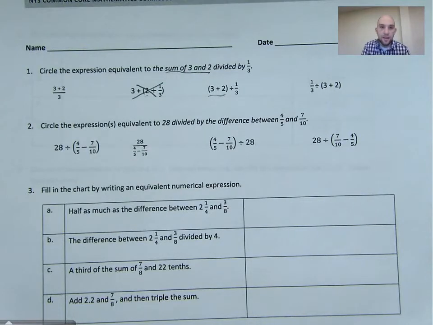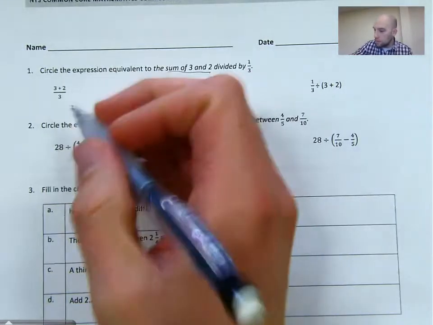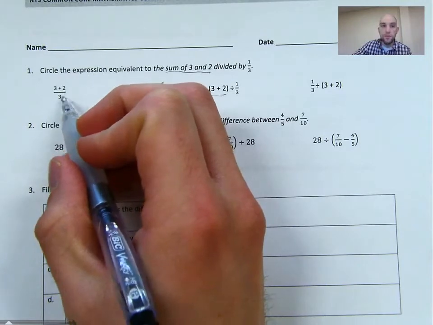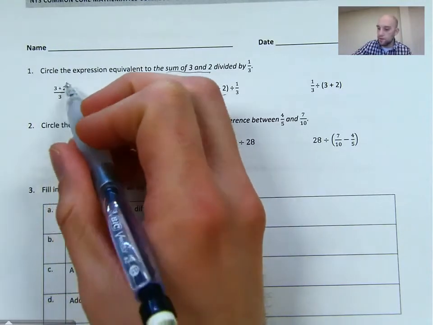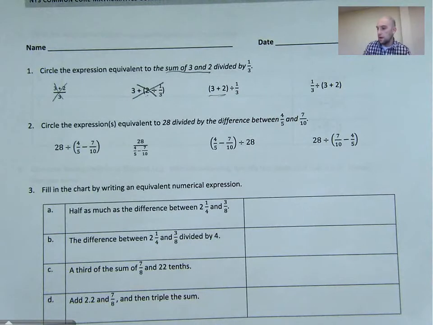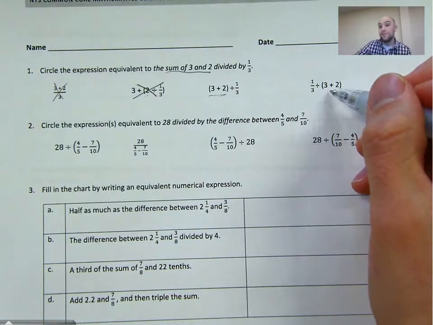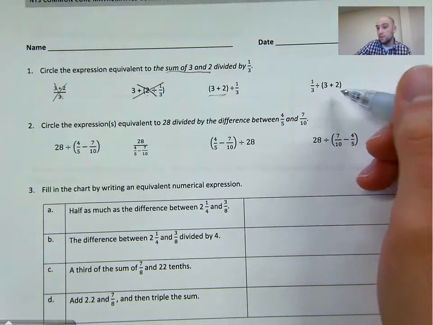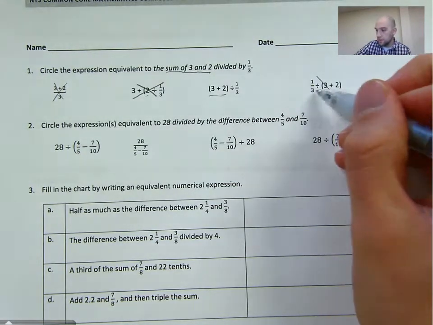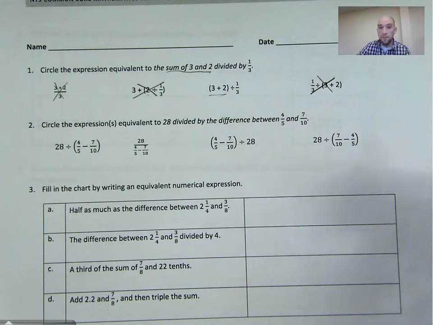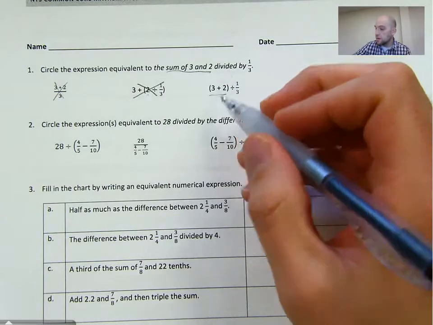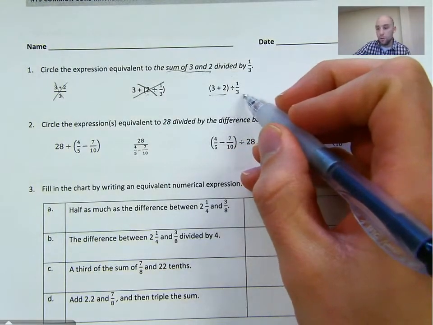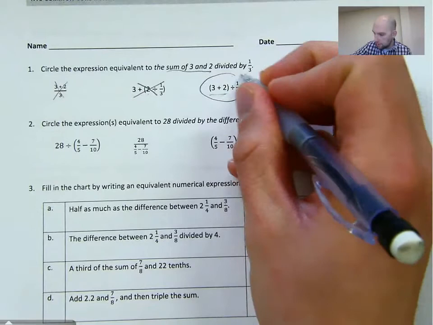Now, it says I need to take the sum of 3 and 2 and divide it by 1/3. This one is the sum of 3 and 2 divided by 3, not divided by 1/3, so I can cross that one out. This one is 1/3 divided by 3 plus 2. That's not going to work because the commutative property does not work for division, so it needs to be in the correct order. So it must be 3 plus 2 divided by 1/3 right here. So we're going to circle that one.